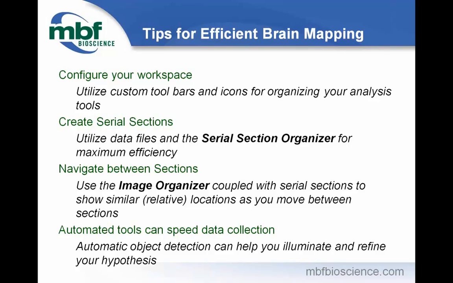And finally, we talked about a number of automated tools that can help speed your data collection. Whether you're using automatic object detection to help you outline your regions, to quickly run a detection to look for your labeled cells, or use automated contouring in order to more closely delineate your region of interest, you can combine those with other manual methods at will for your specific application to help improve your throughput and efficiency.